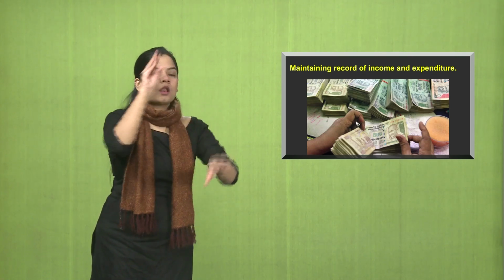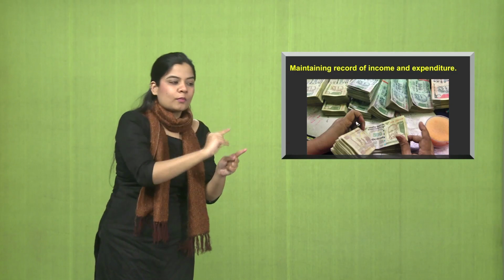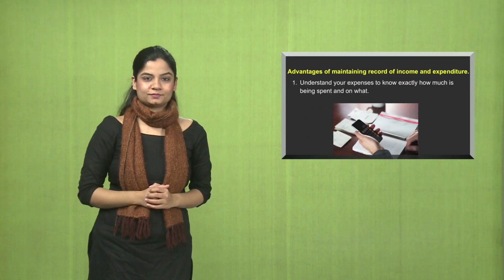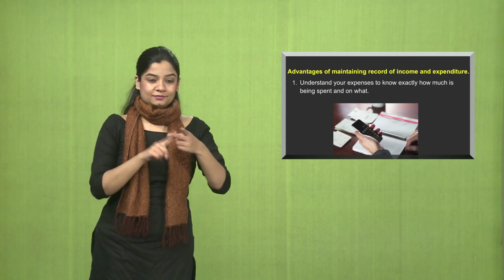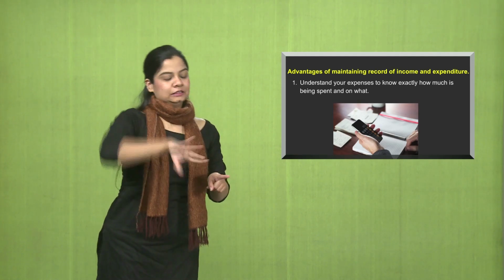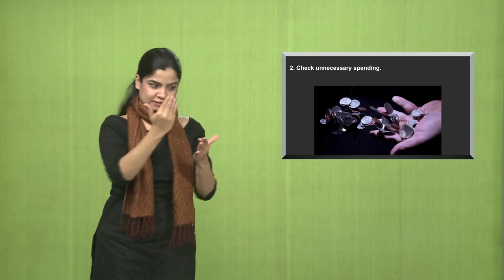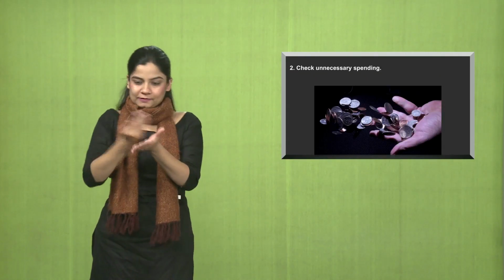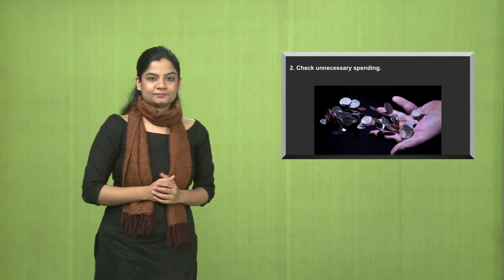What are the advantages of recording the expenditure and the money income? One is understanding how much has been spent and where it has been spent. Second is checking the unnecessary spending. Looking at the balance figure will remind you where you spend unnecessarily and help you in spending only where your need is there.